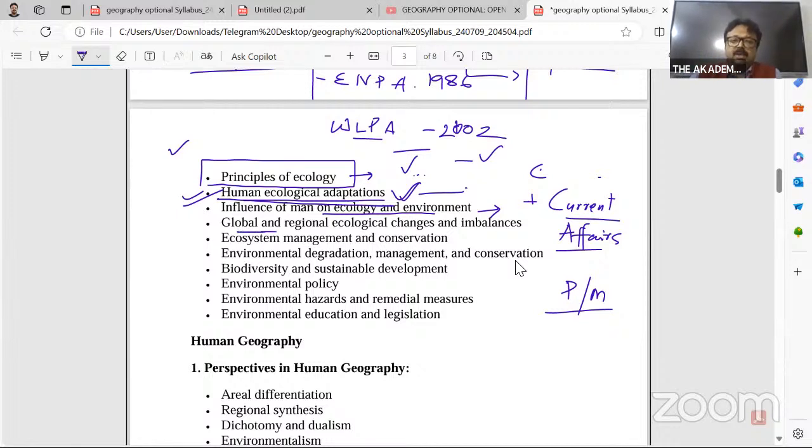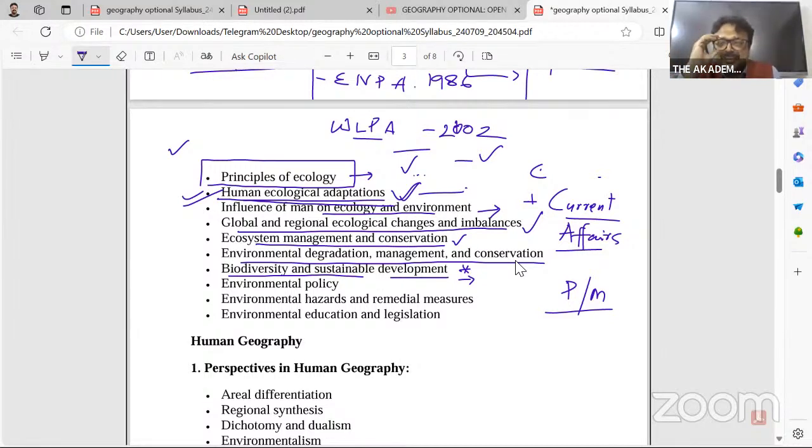Let's talk about global and regional ecological change and imbalance, ecosystem management and conservation, environmental degradation management and conservation, biodiversity and sustainable development. Sustainable development is part of environment and ecology and also of social issues. So this also finds a fringe area in your social issues. Biodiversity, part of environment and ecology, and sustainable development goals are not going to change in geography optional as well as in your other parts of GS. So obviously the same thing will be taught.